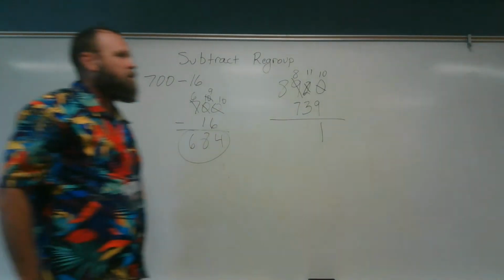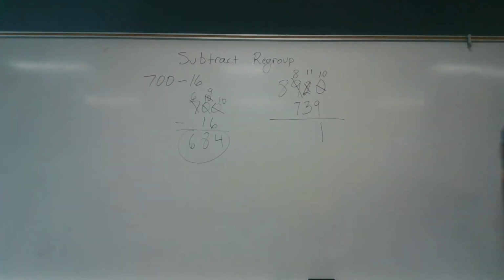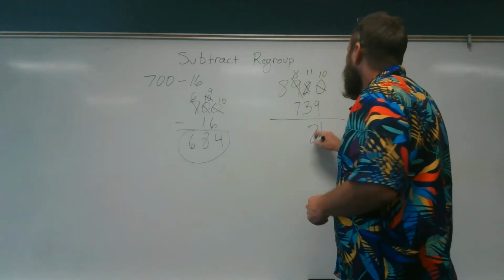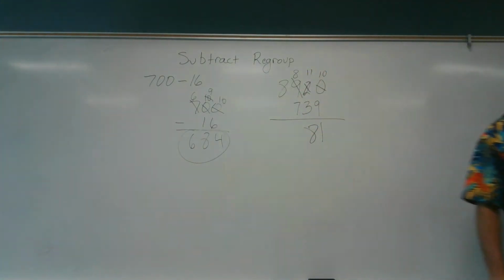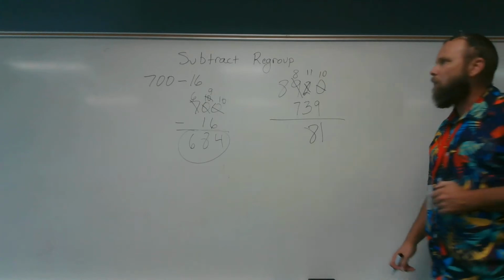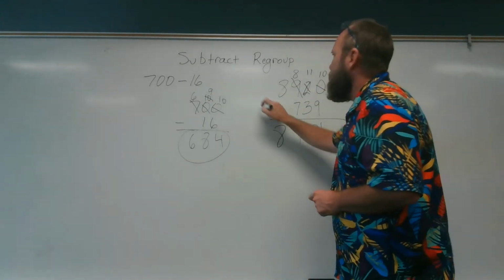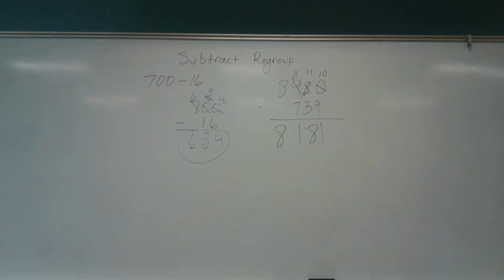Minus 3. And Kendall's taking 3 of those from me. And so what do I have now, Kendall? 8 tens. Can I do the difference of 8 and 7, Kendall? Yes. What do I get? And then I don't have anything to take away from the 8 here. 8,181.